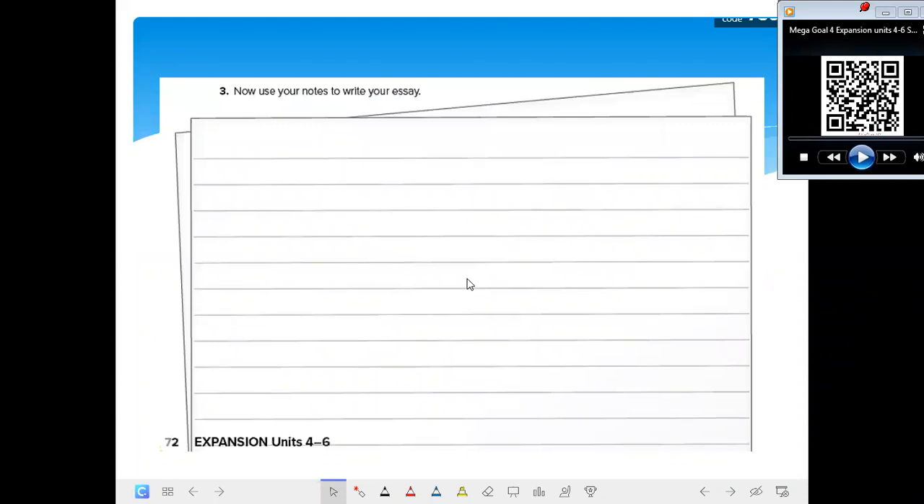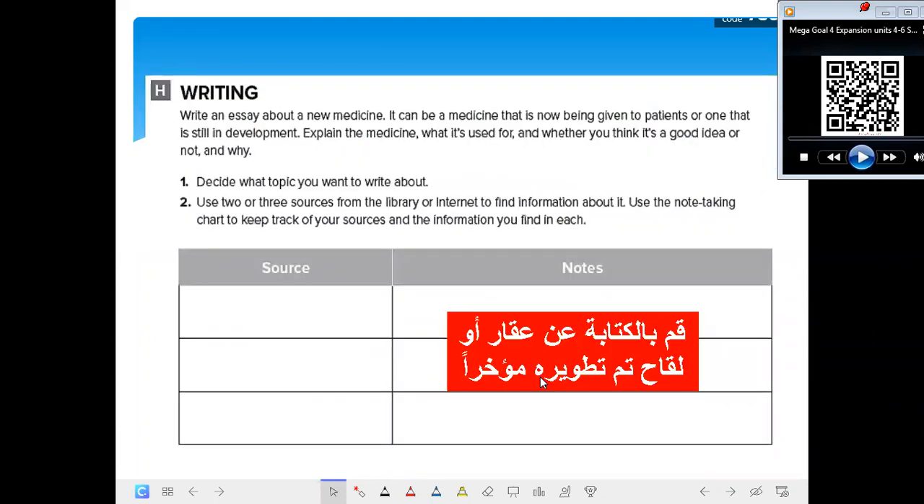Okay. Now, my dear students, I finished all the workbook exercises. Now I want to talk about some things important, very, very important related to the exams. So I want you to pay attention and listen to me carefully to these instructions, and I want you to apply them from the next week, inshallah.